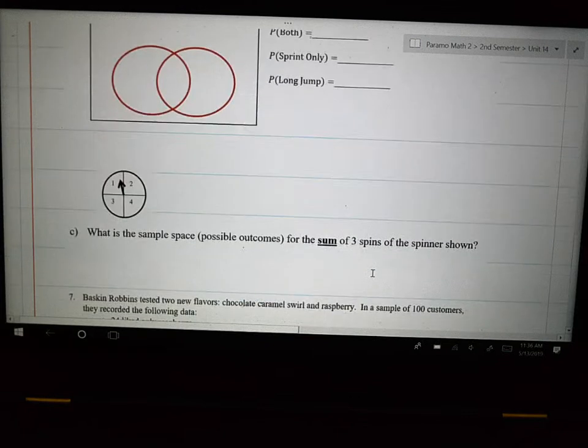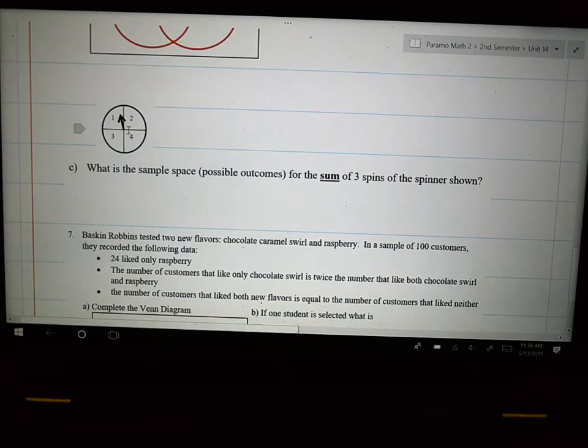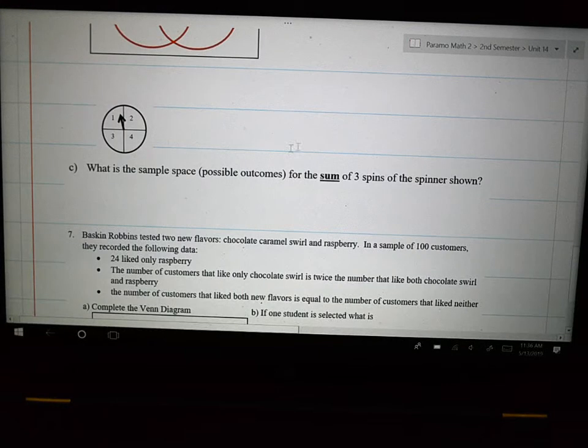The next example I have picked for you comes from, I don't know what number this is. It's like 5C maybe? Let me see. Not 5C, the one with the spinner. 2C. Okay, I should have done this one earlier. What is the sample space for the sum of 3 spins of the spinner shown?